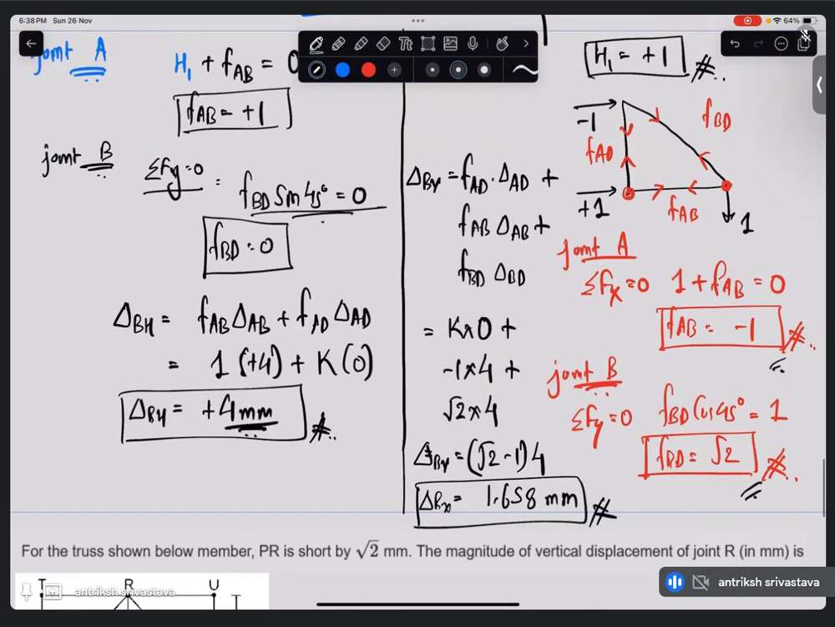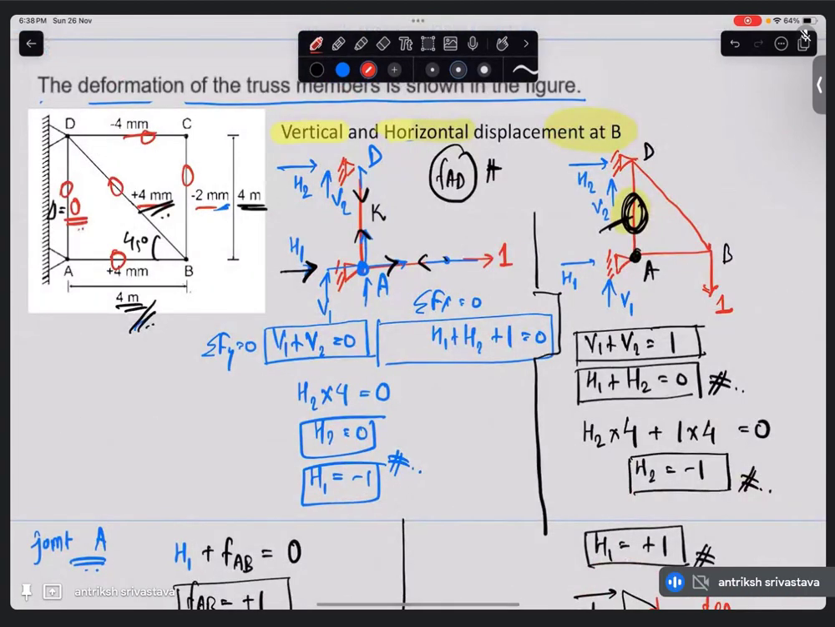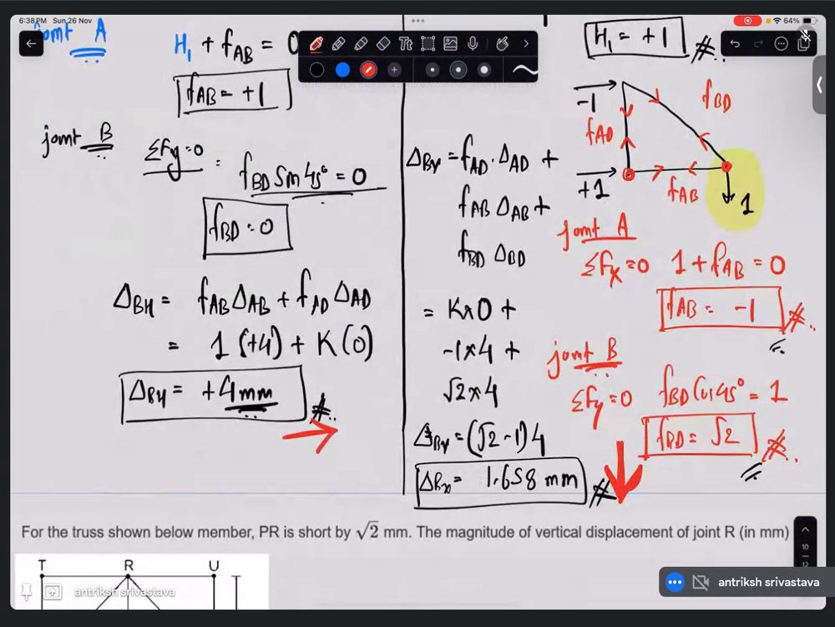Now, since we gave the direction of the force applied to get the values of k as downwards, this is actually a downward deflection. And in the horizontal case, we gave the direction of the force applied on the right side, so this is actually to the right. So what is the horizontal movement of joint B? It is 4 mm to the right. What is the vertical movement of joint B? It is 1.658 mm in the downward direction.